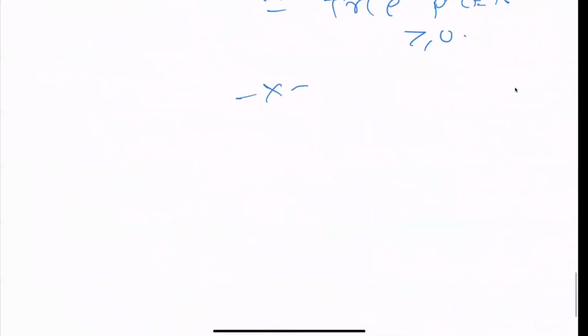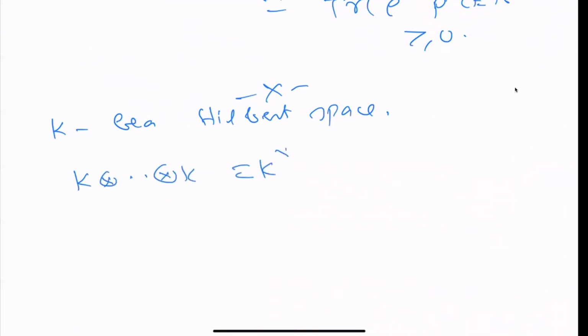So shall I recall what a symmetric Fock space is for you? Okay, we can assume that the whole thing starts now. Let K be a Hilbert space. We will take a finite dimensional Hilbert space. Then you can define the n-fold tensor product, which we call K tensor n, or K power n.